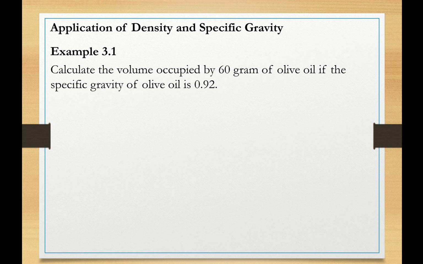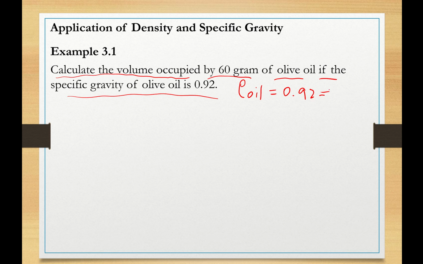Let us now move to some of the particular problems that are quite challenging. We're not dealing with easy problems in these lectures, they aren't worth our time. So let's take a look, for example, at example 3.1. Calculate the volume occupied by 60 grams of olive oil if the specific gravity of olive oil is 0.92. So if the specific gravity of oil is 0.92, it implies that the density of oil is 0.92 grams per mL.